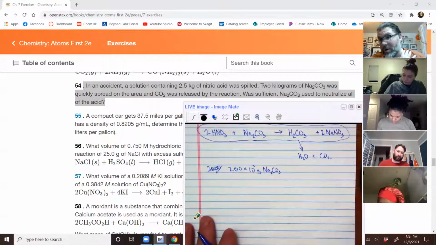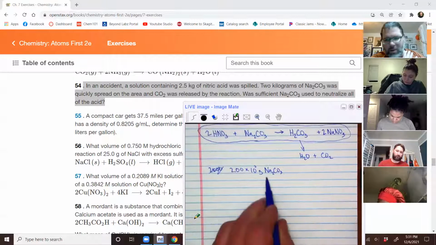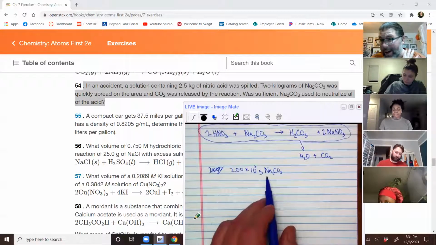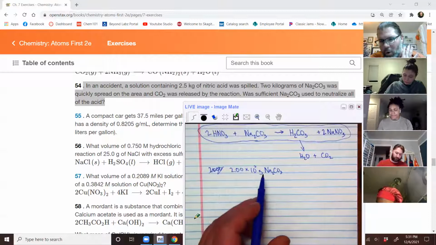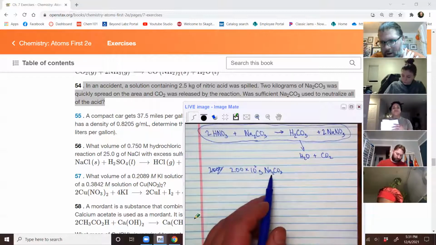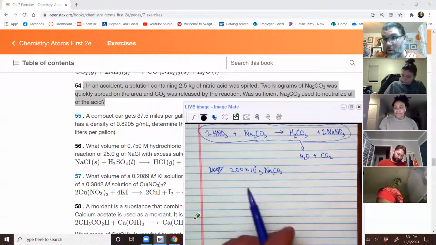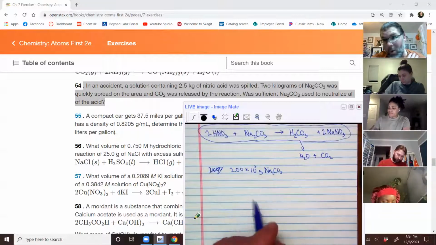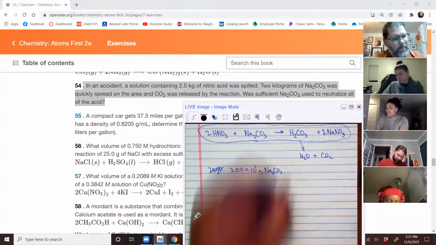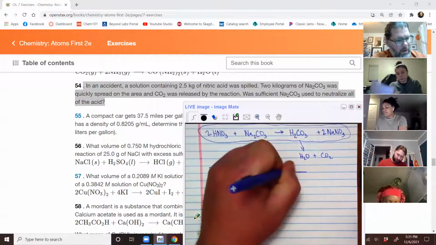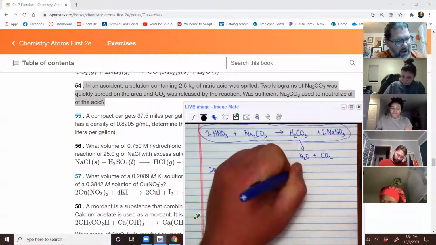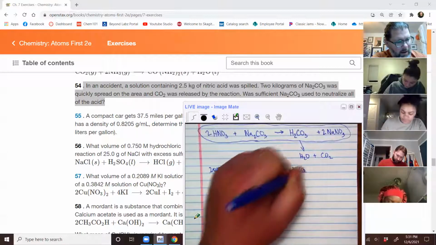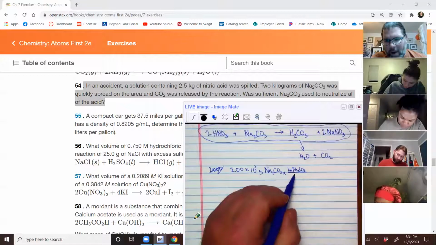Let's do the stoichiometry to see how many kilograms of nitric acid we could neutralize with this. All right. So how would we do that? Remember, we got to get to a number of moles of sodium carbonate in the balanced chemical equation. And then from that, we can use those coefficients to convert into how many moles of nitric acid we could neutralize. So every 1 mole of Na2CO3 has a mass of how many grams?